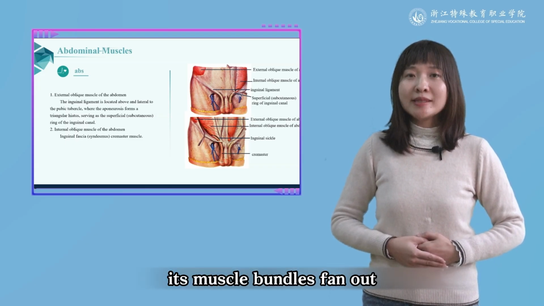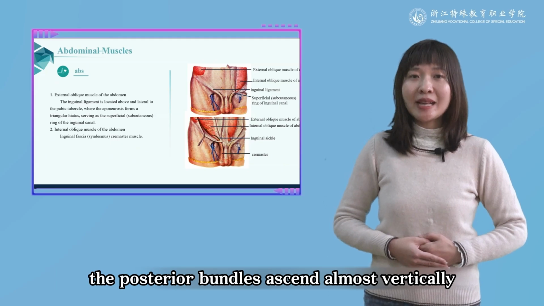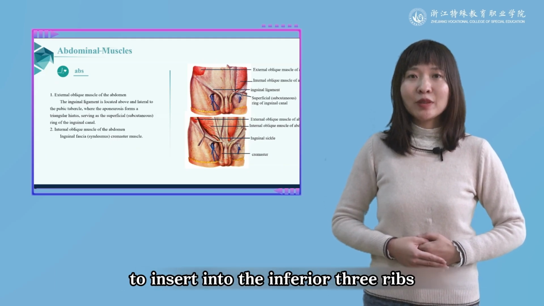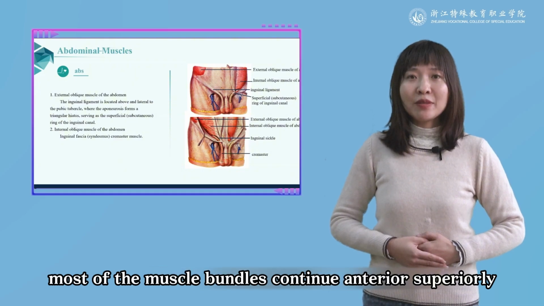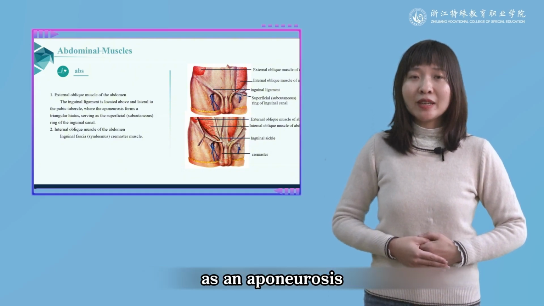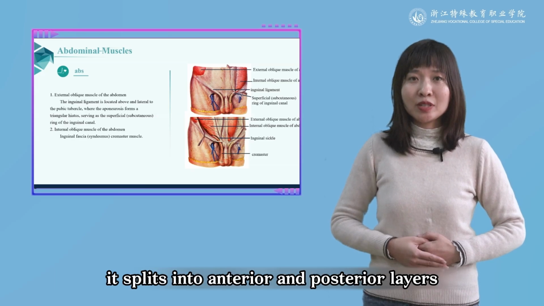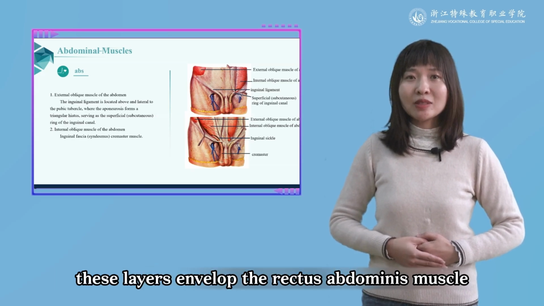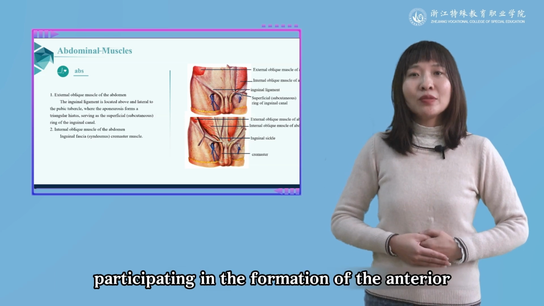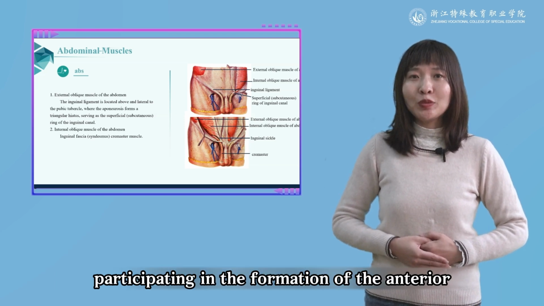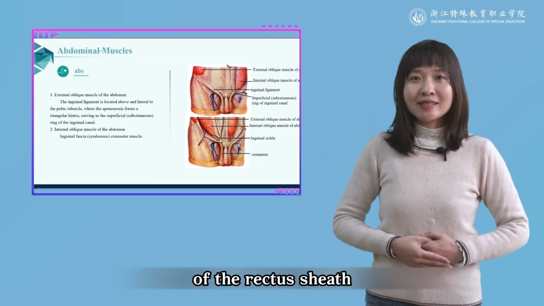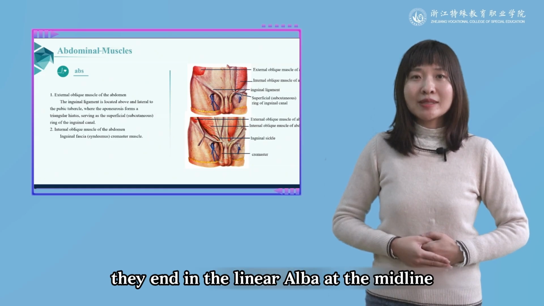Its muscle bundles fan out. The posterior bundles ascend almost vertically to insert into the inferior 3 ribs. Most of the muscle bundles continue anterosuperiorly as an aponeurosis. At the lateral border of the rectus abdominis, it splits into anterior and posterior layers. These layers envelop the rectus abdominis muscle, participating in the formation of the anterior and posterior layers of the rectus sheath. They end in the linea alba at the midline.